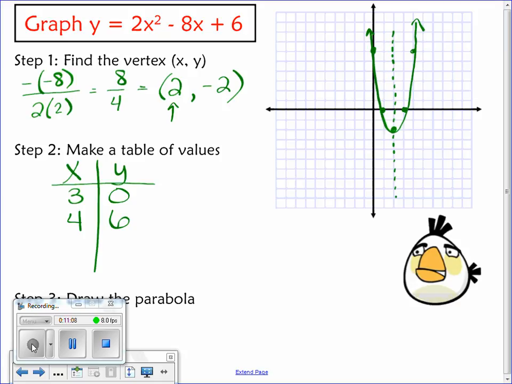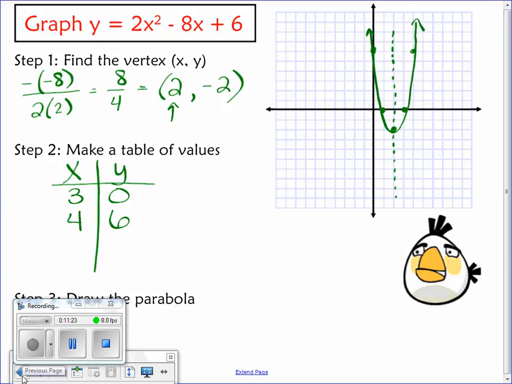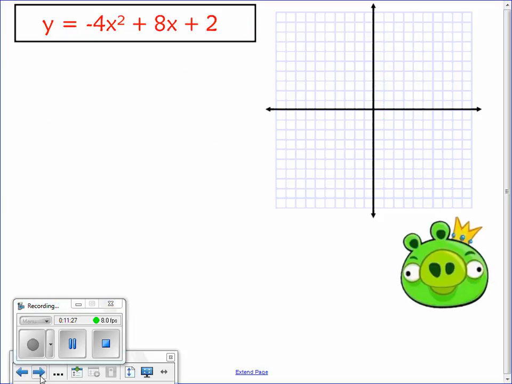What are we thinking? Are we all right with this? Pretty easy to graph by hand? Try the next one. So what's the first thing you want to find? You did do step 3. It just says draw the parabola. You did that step and you didn't even know it was a step, didn't you? All right, so let's find our vertex.